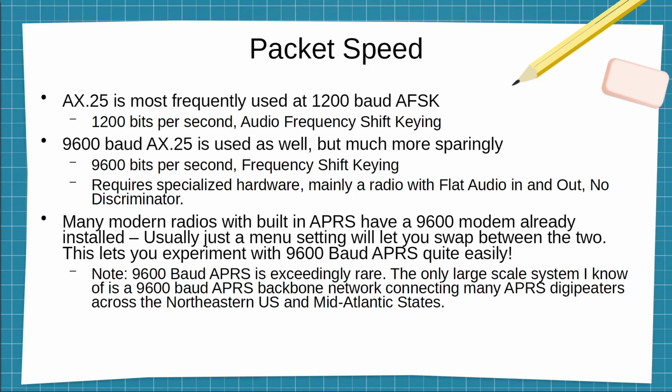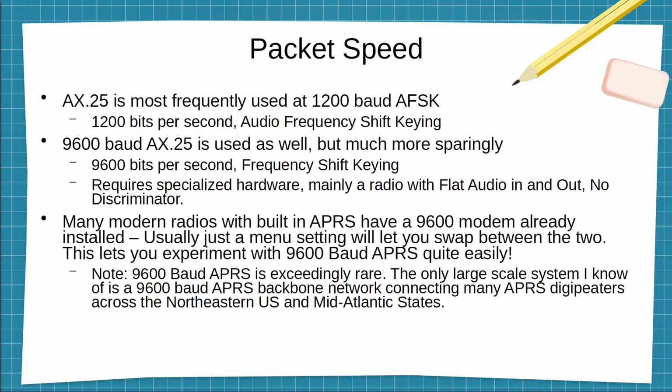Now, one big thing that a lot of people get confused with packet is packet speed. AX25 in the United States is most frequently used at 1200 baud, also known as 1200 AFSK. That stands for audio frequency shift keying. There is another option for AX25 packets that's most commonly used, and that is 9600 baud. It's used, but much more sparingly. You do need some specialized hardware and pretty good conditions for it. Even across town, you can have some difficulty with the audio being decoded since it is so sensitive to really any sort of interference on the frequency.